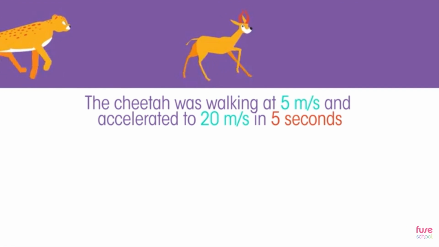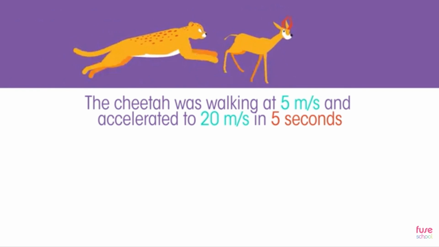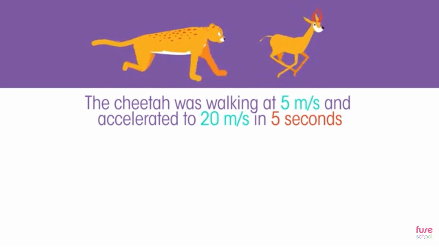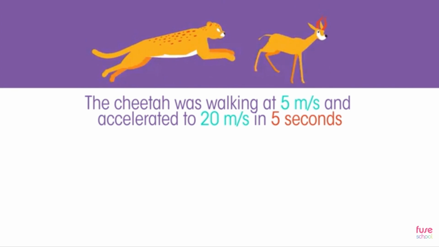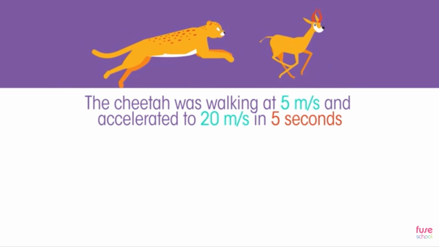Another example. A hungry cheetah saw a gazelle and decided to chase it. The cheetah was walking at 5 meters per second and accelerated to 20 meters per second in 5 seconds. What was its acceleration? Pause the video while you work it out.